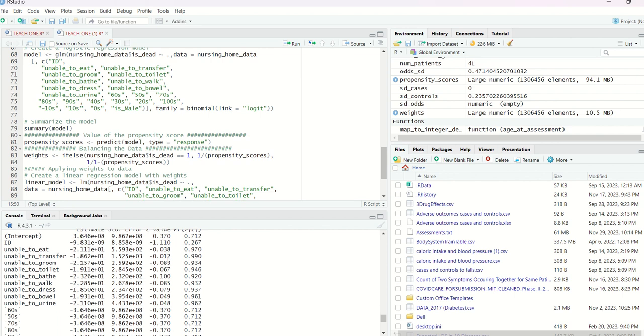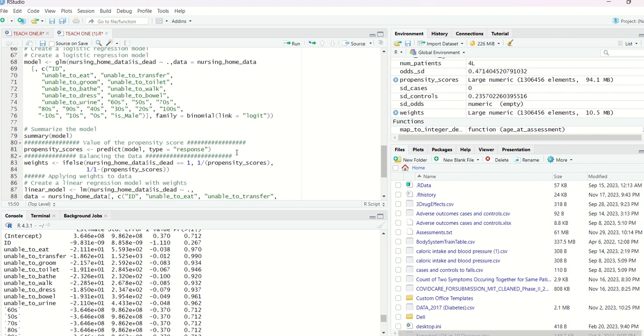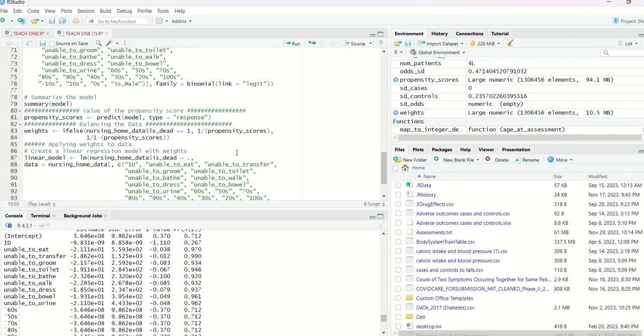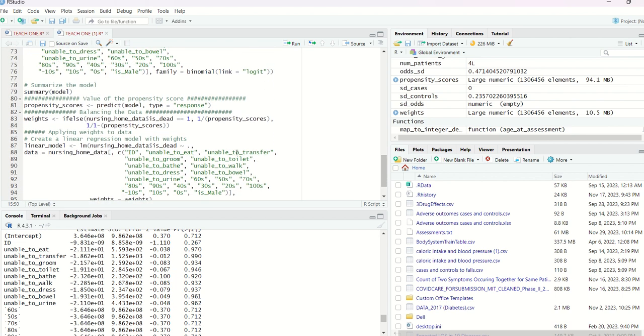Next step, we balance the data with inverse probability weights. To make sure our analysis is fair and unbiased, we introduce inverse probability weights. These weights consider differences in the likelihood of mortality among residents, providing a balanced view of our data. It's like adjusting our lens to see things more accurately.